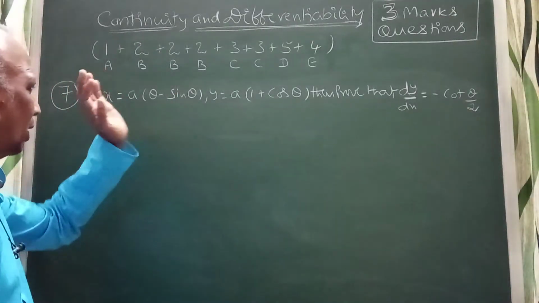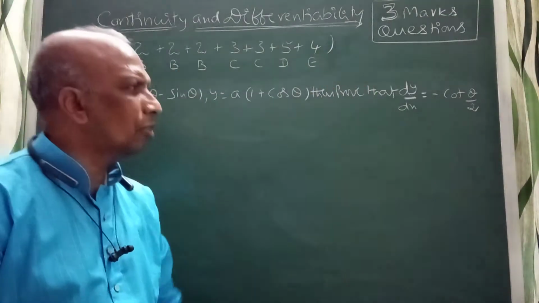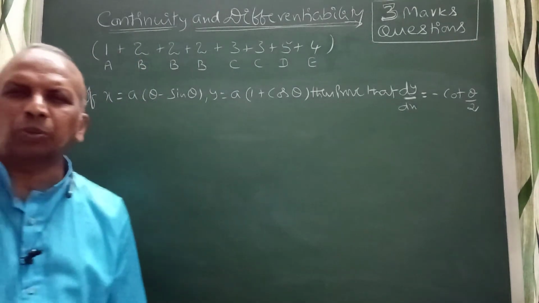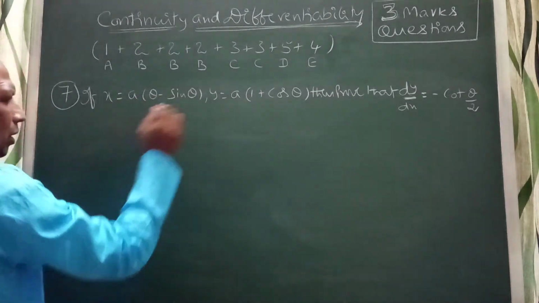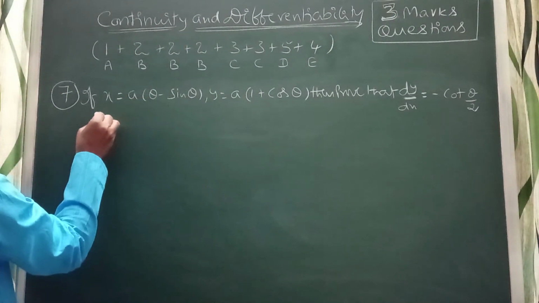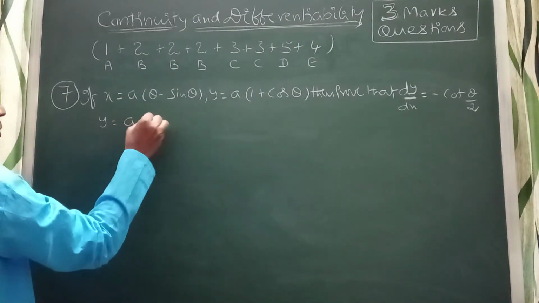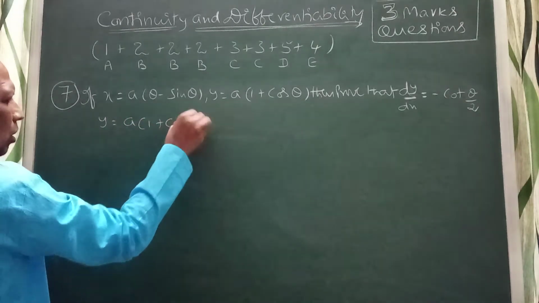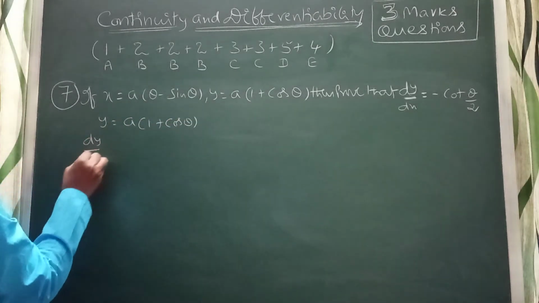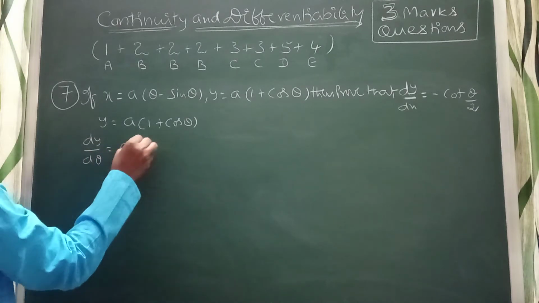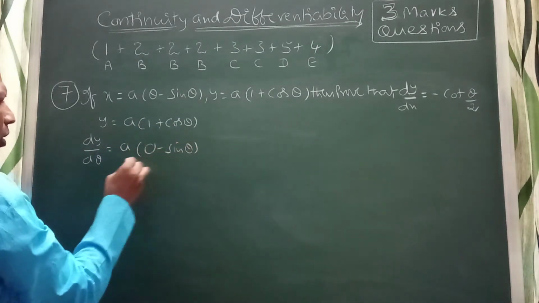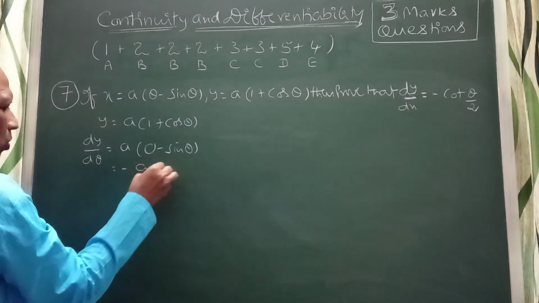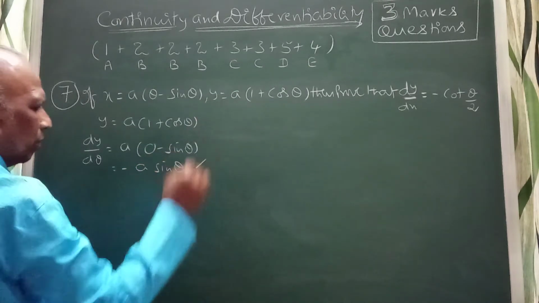They have given the x value and y value, and we have to prove that dy by dx equals minus cot theta by 2. They are asking this, you can check here. I can find dy by dx. If I take y equal to a into 1 plus cos theta, I will find dy by d theta. A into derivative of 1, which is 0, plus derivative of cos theta, which is minus sin theta. It will come minus a sin theta.